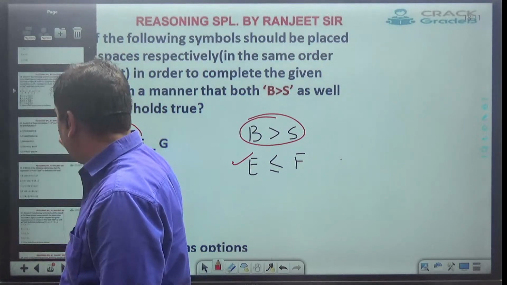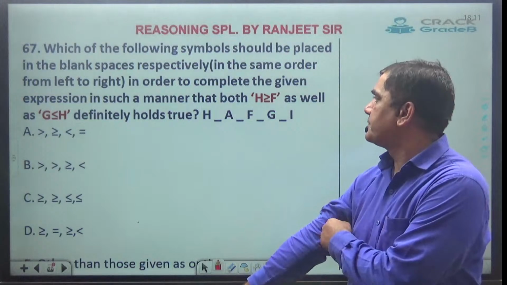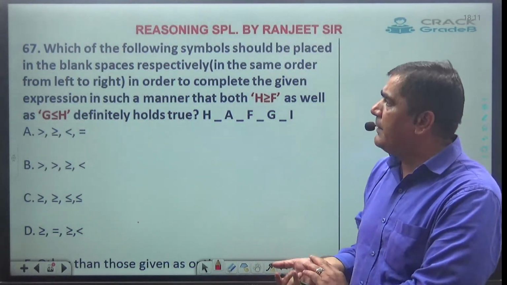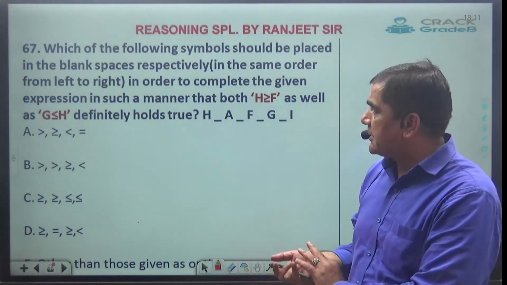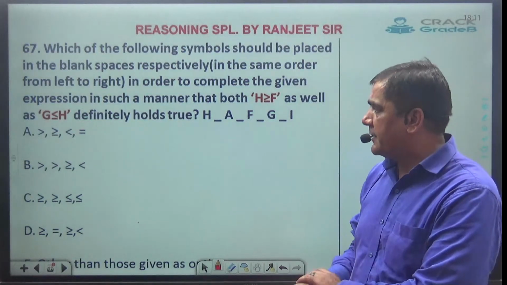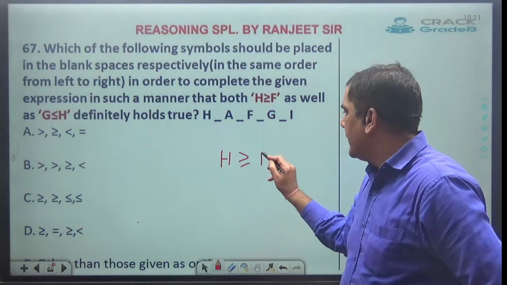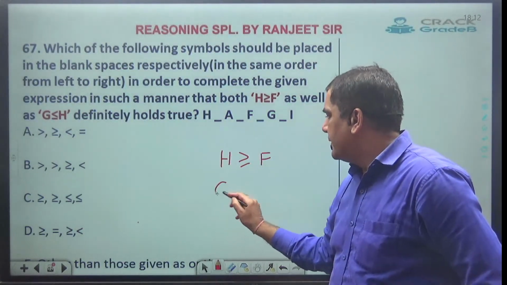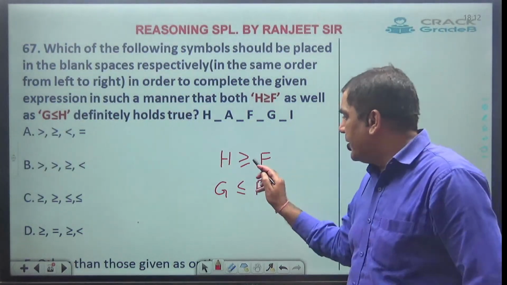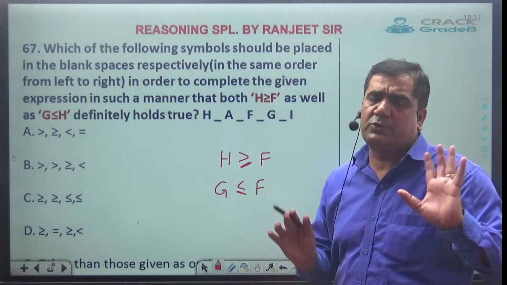Same type of problem once again, because these sort of questions will come in your pre-examination. Now here what they are saying: which of the following symbols should be placed in the blank spaces respectively in the same order from left to right in order to complete the given expression in such a manner that first part and second part definitely hold true. Now here also we have got equal to, here also we have got equal to, so you can start with any one of them. Choice is yours.